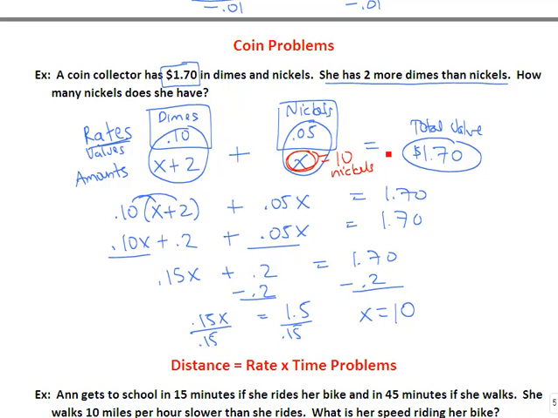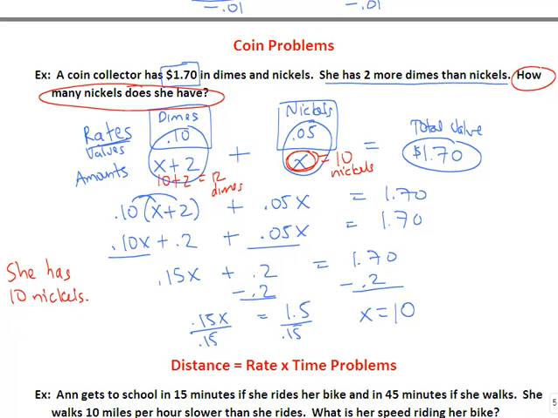So how many dimes do we have? Remember the dimes was x plus 2. So 10 plus 2 means we have 12 dimes. So final solution, remember what they're looking for. How many nickels does she have? She has 10 nickels. So even though we found out how many dimes she had too, the question isn't actually asking for that. So you only need to tell 10 nickels for your answer.